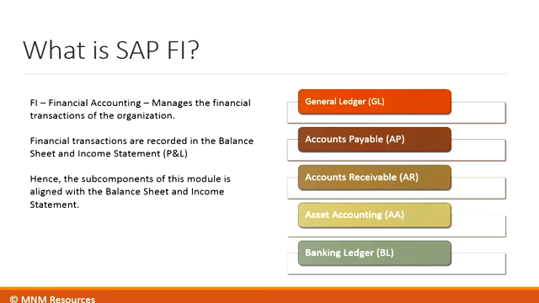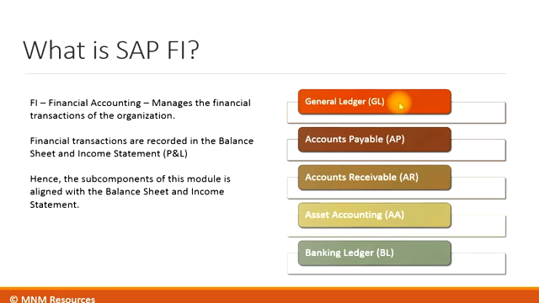Let's look at what is SAP FI. The FI acronym comes from the financial accounting module of SAP. So financial accounting manages the financial transactions of the organization. Now, as you know, financial transactions are recorded in the balance sheet and income statement of an organization. So the subcomponents of this module are aligned with the balance sheet and income statement. Now you will understand in more detail when you look at the subcomponents of the FI module.